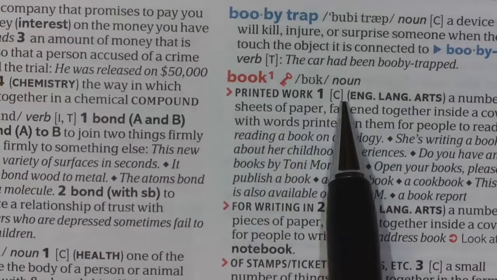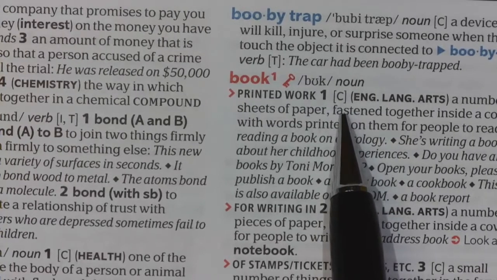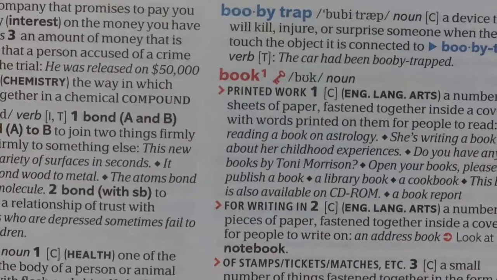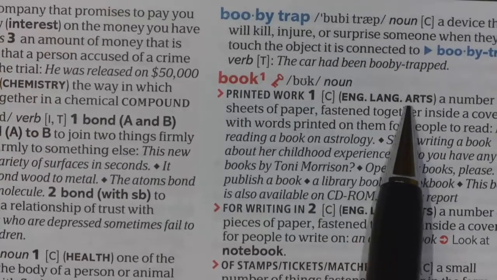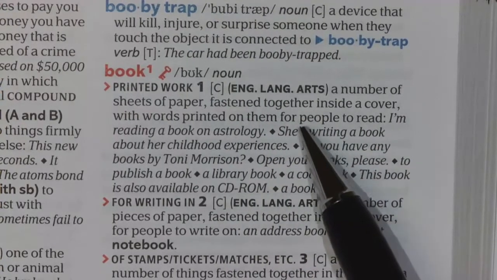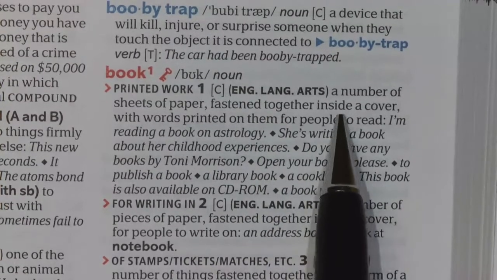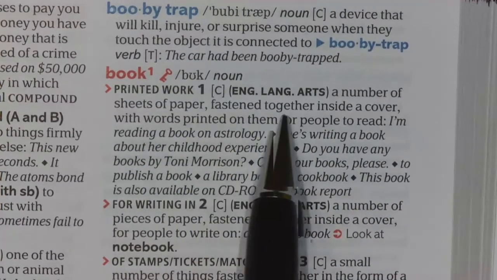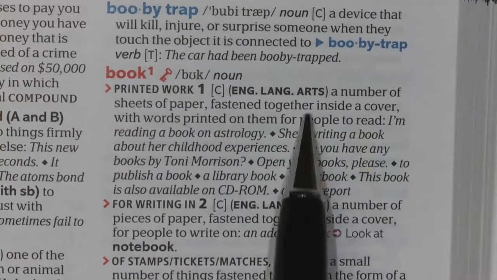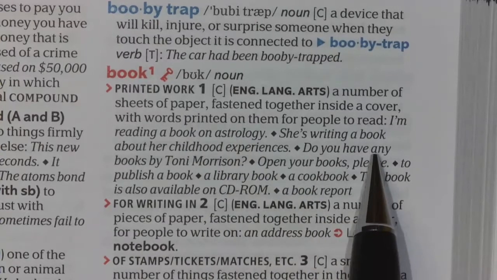So this first meaning of the word book, I know it's countable, which means I can say one book or two books or three books or four books, like that. If you see here, again, they're giving you the context of where this word is used, in English language arts. A number of sheets of paper fastened together inside a cover with words printed on them for people to read. That is the definition of this word for a printed work when we're talking about a book.